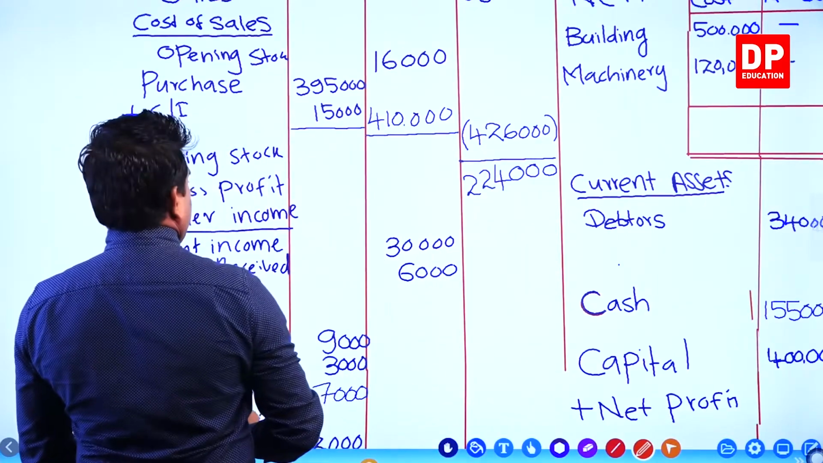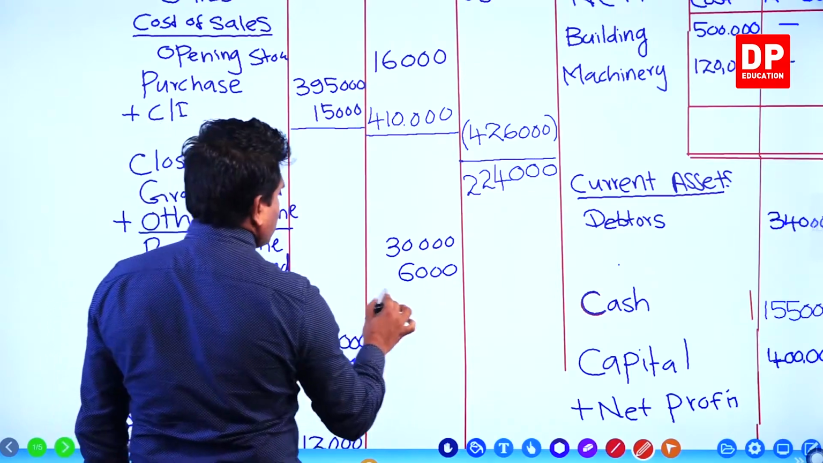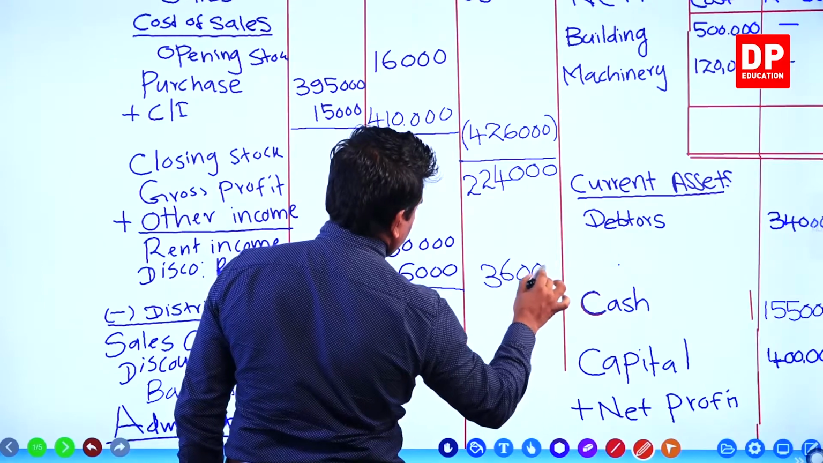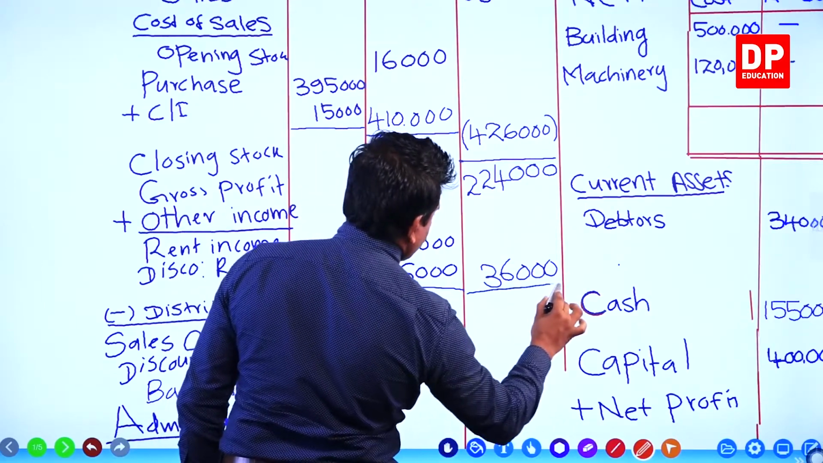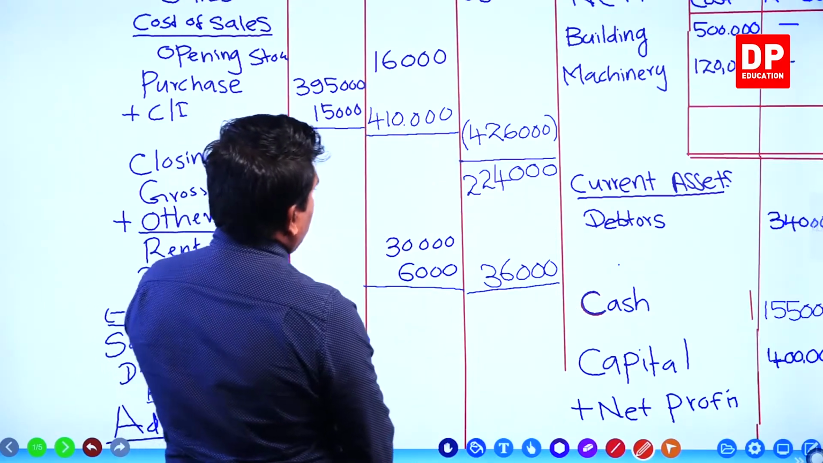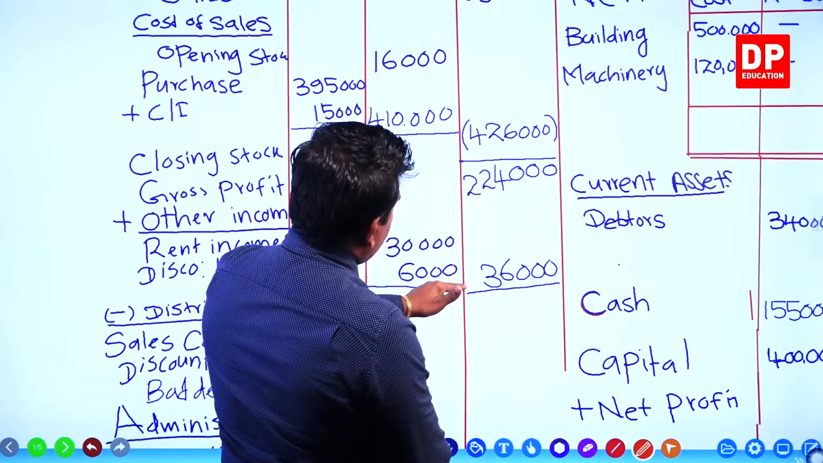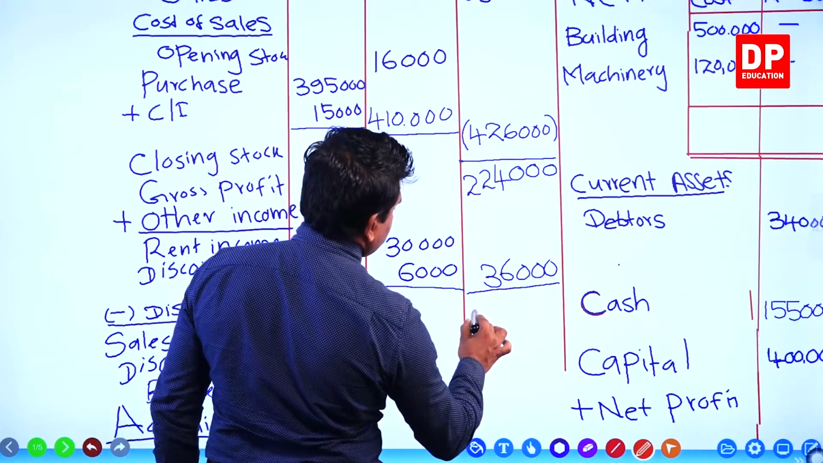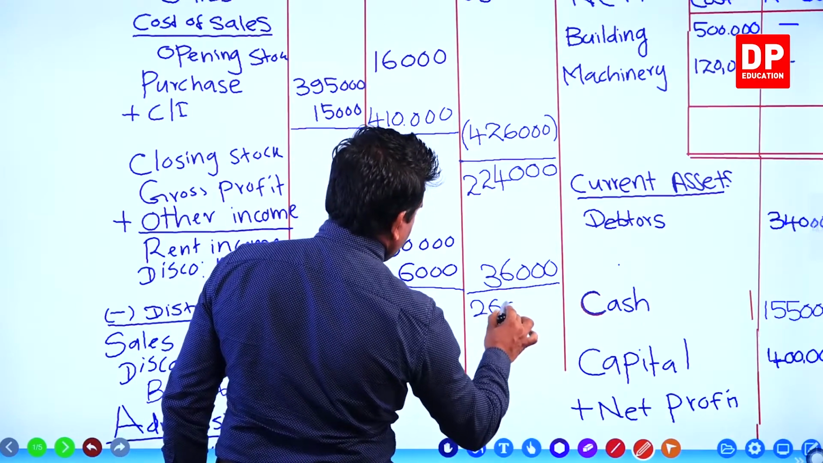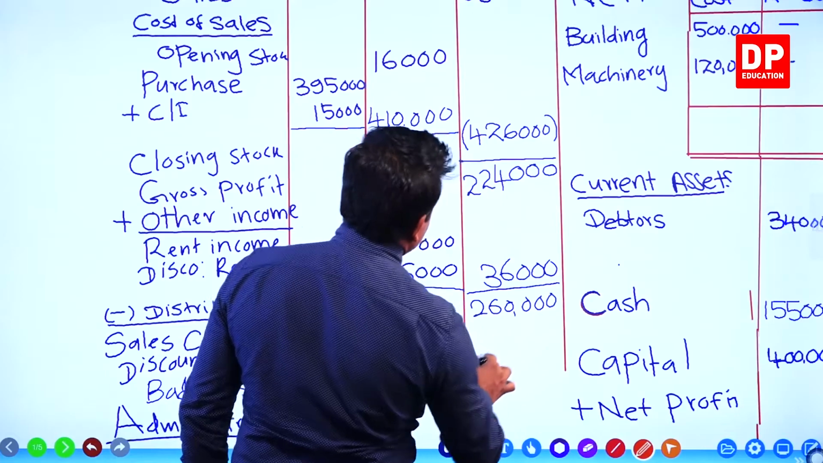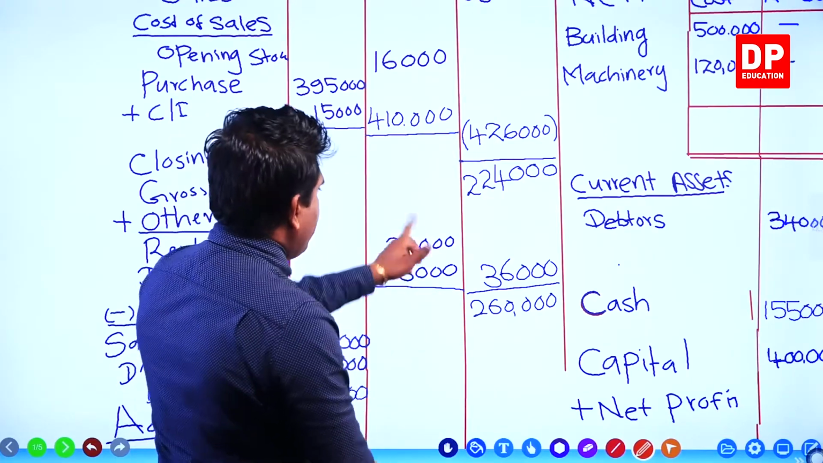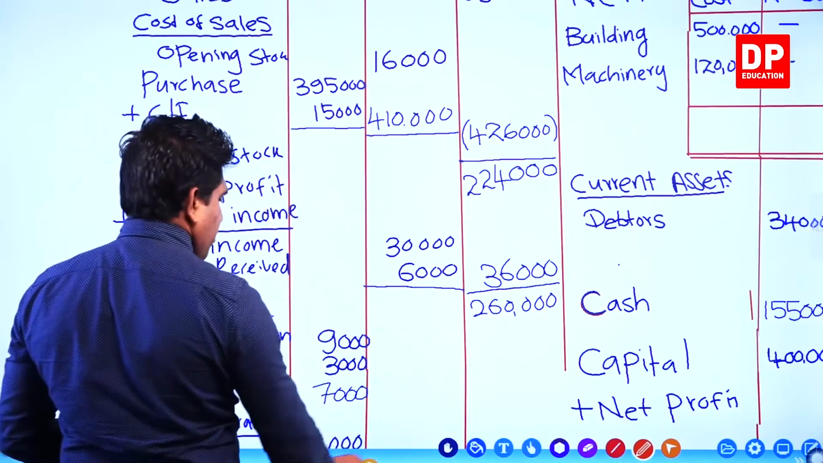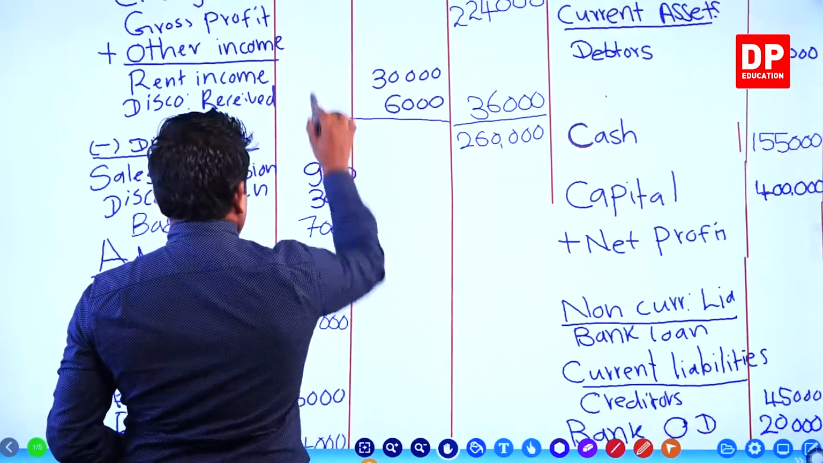224,000. Then there are two other incomes. It's 30,000 plus 6,000, 36,000. This is other income. Gross profit plus other income, you know this, right? Then 260,000. Check, am I correct or wrong? 260,000. Why do we add these two? 260,000. Okay. Now we get the total here.